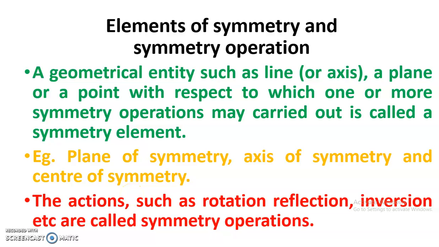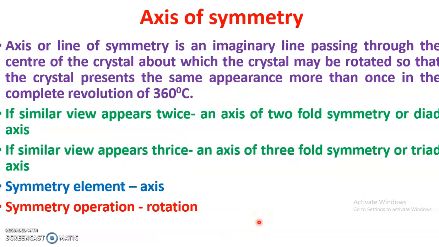A geometrical entity such as a line or axis, a plane or a point with respect to which one or more symmetry operations may be carried out is called a symmetry element. Example: plane of symmetry, axis of symmetry, center of symmetry. The actions such as rotation, reflection, inversion, etc. are called symmetry operations. Axis of symmetry.